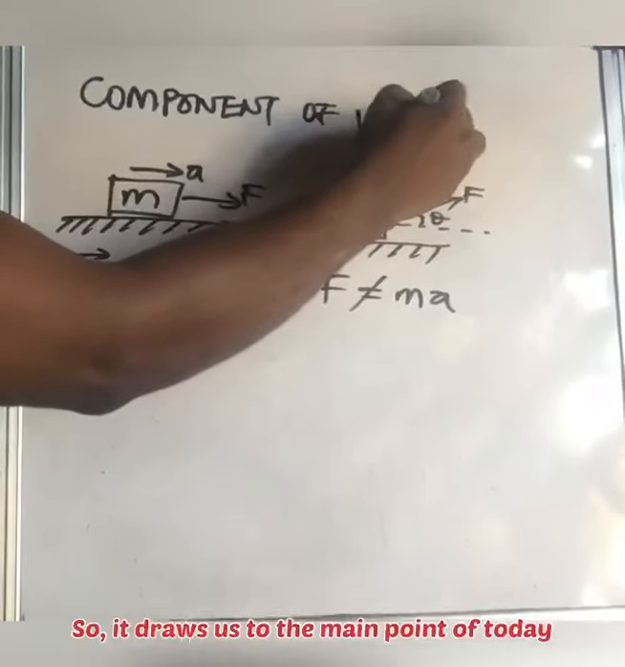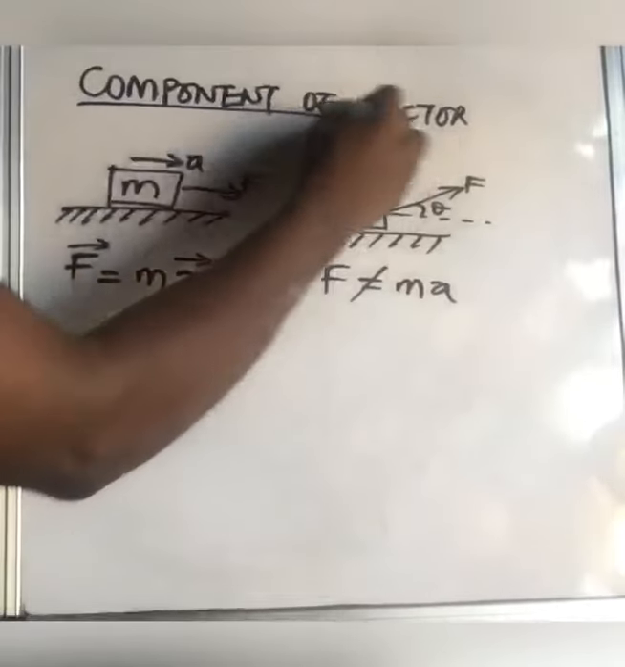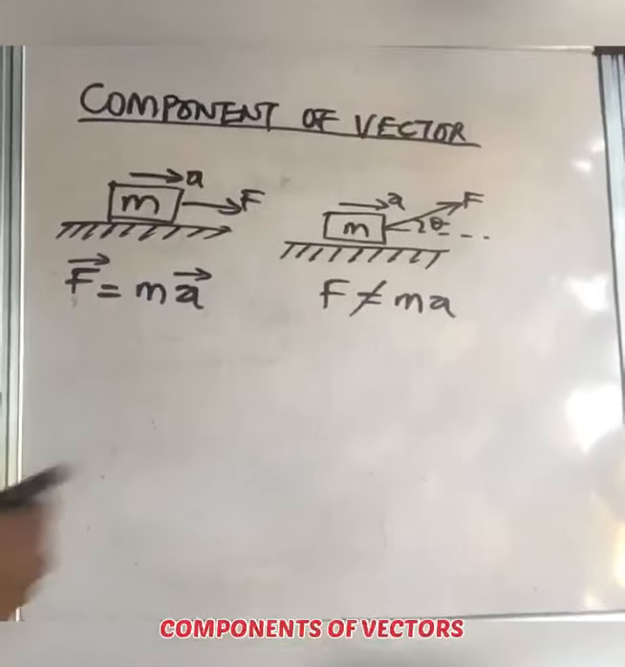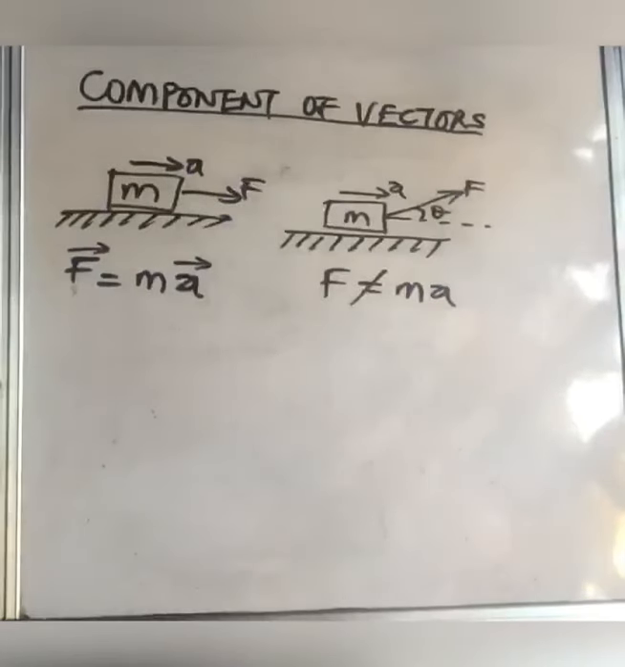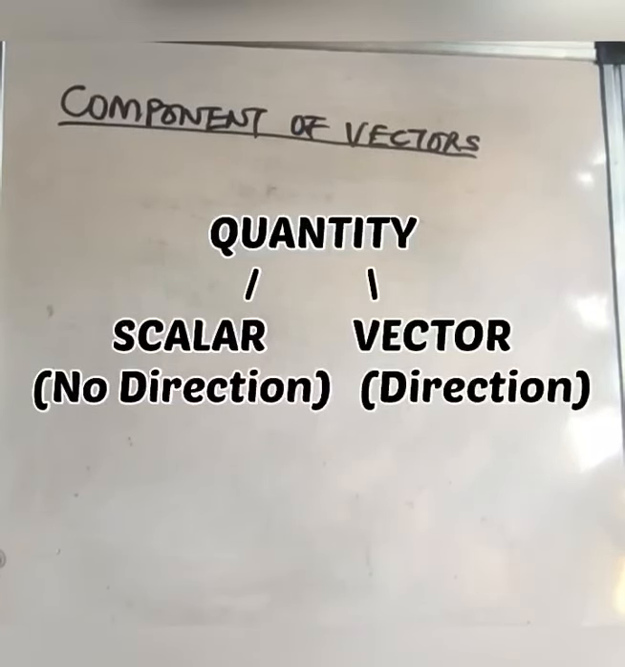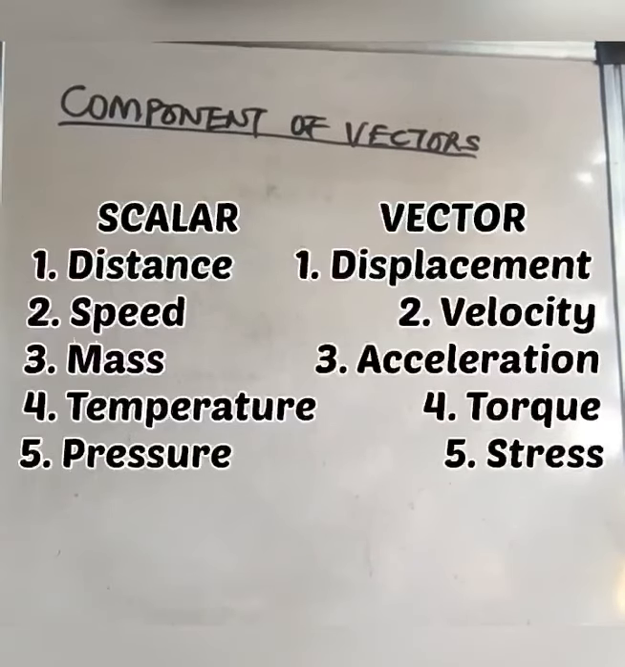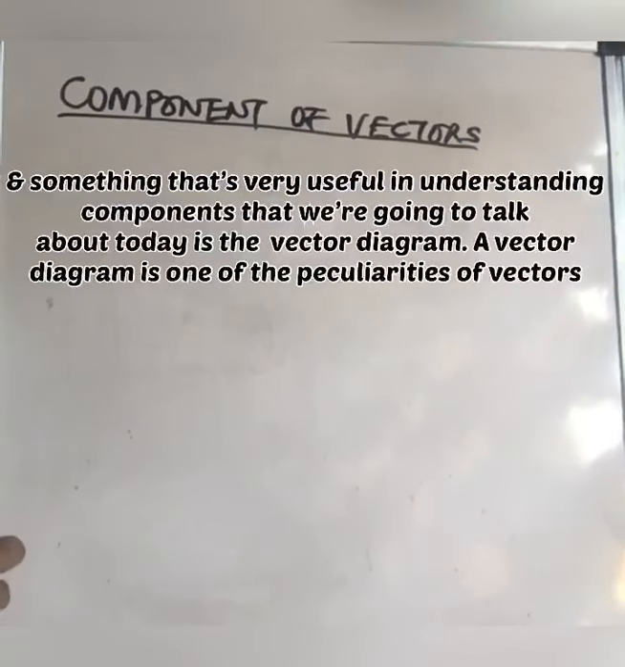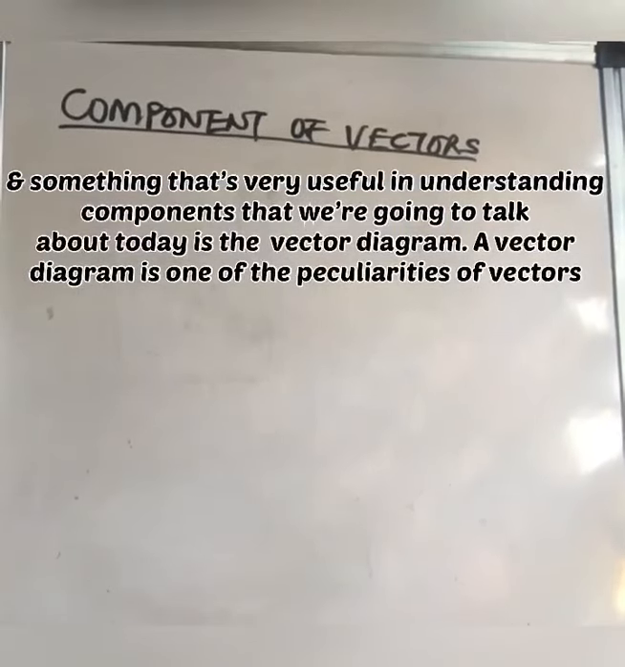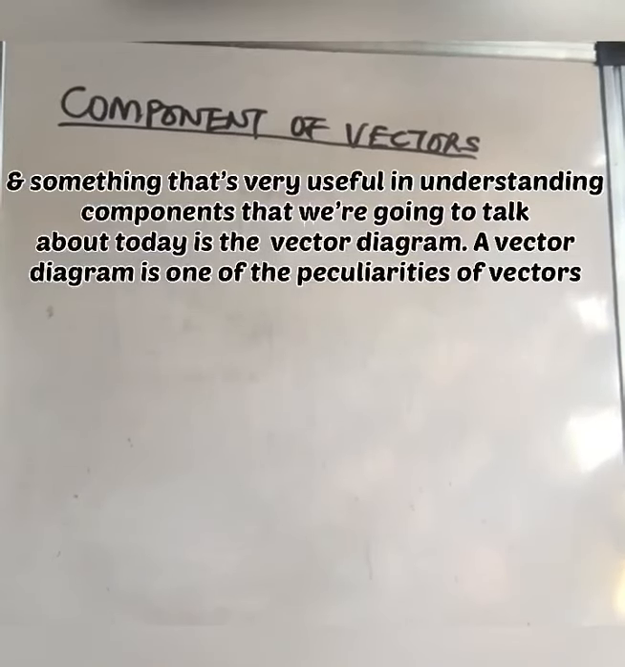So it draws us to the main point of today: components of vectors. Vectors are quantities that, alongside their value, their magnitude, have their direction also playing an important role in their character. Examples of them are forces, moments, momentum, stress, weight, and a whole bunch of others. Something very useful in understanding components is the vector diagram.